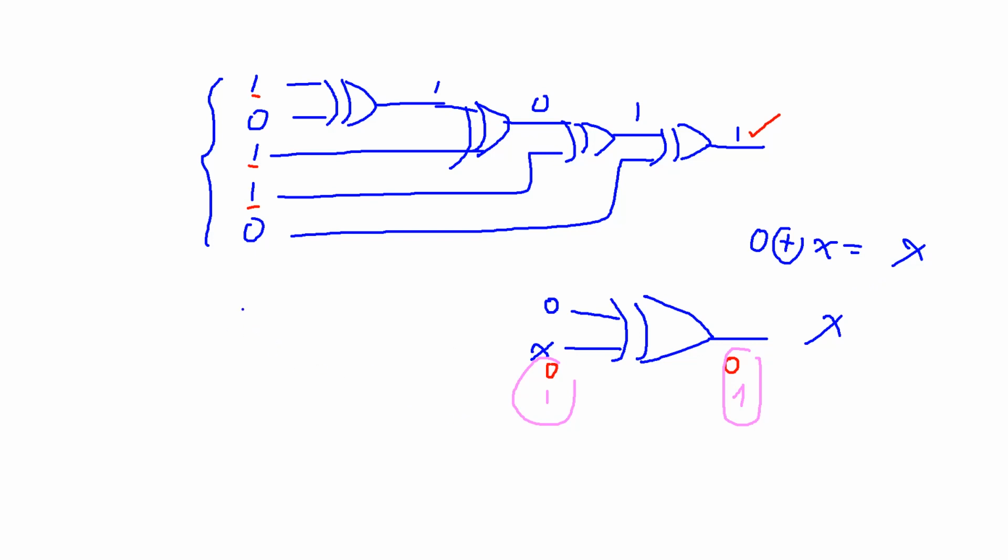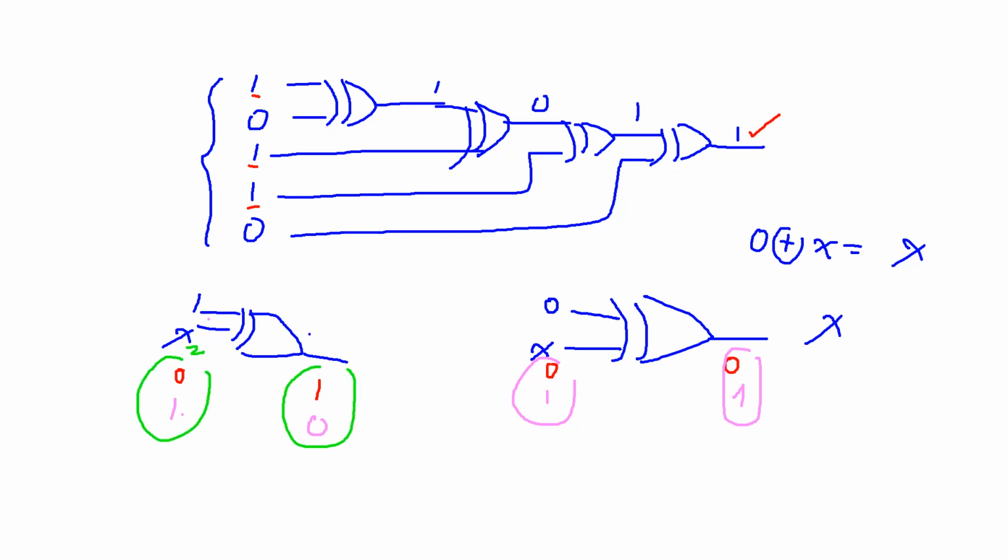But what happens if I change 0 to 1? It's 1 XOR X. If X is 0, 0 and 1 are different, so output is 1. If X is 1, 1 and 1 are the same, output is 0. So you can see that the output is opposite to X. That means output is X prime. Namely, 1 XOR X equals X prime. Right?